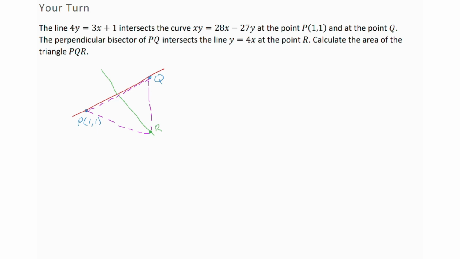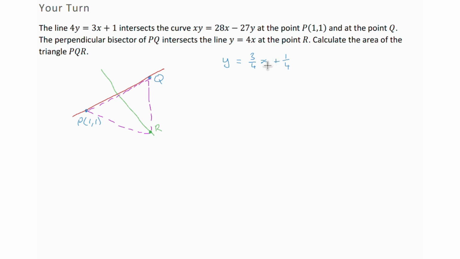But obviously, to be able to do this, we need to know the coordinates of all 3 points, P, Q, and R. We know P, so let's find Q first. To find Q, we're going to start by rewriting this as y = 3/4 x + 1/4.